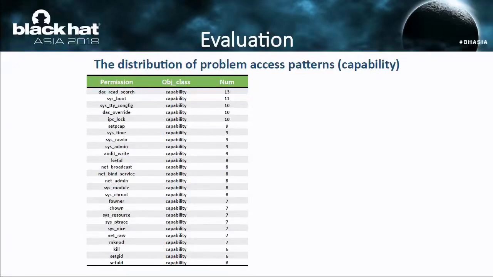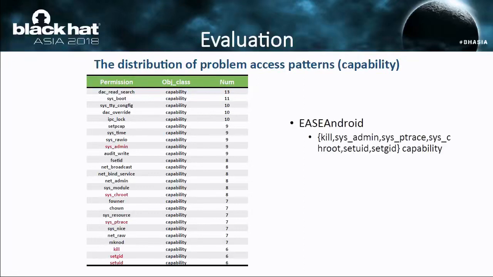Next, we focus on the capability. We also compare our results with SEAndroid. SEAndroid reports 6 types of problem access patterns, such as kill, sysadmin, and sysptrace, and other types. All these types of vulnerable access patterns also appear in our results. And obviously, we also extend more problem access patterns by the VSP manner.